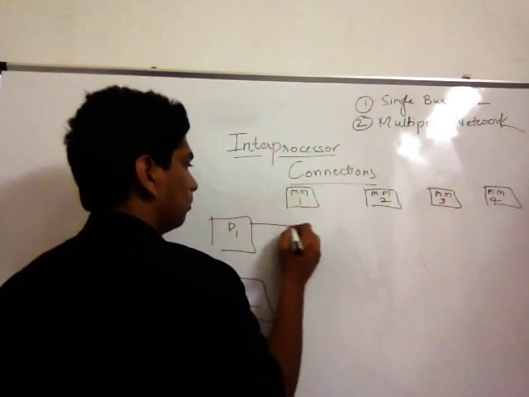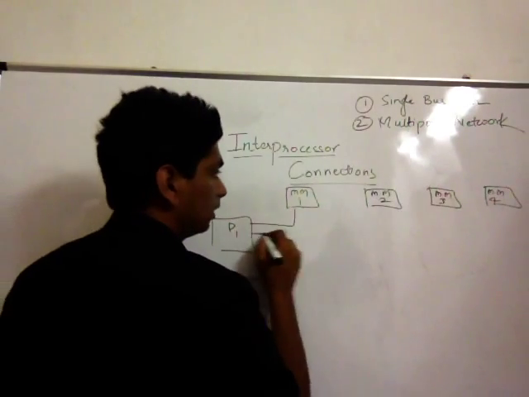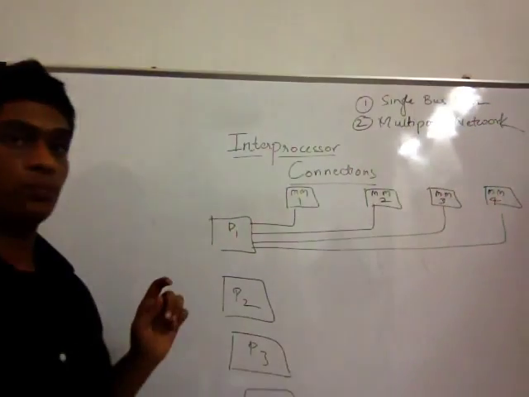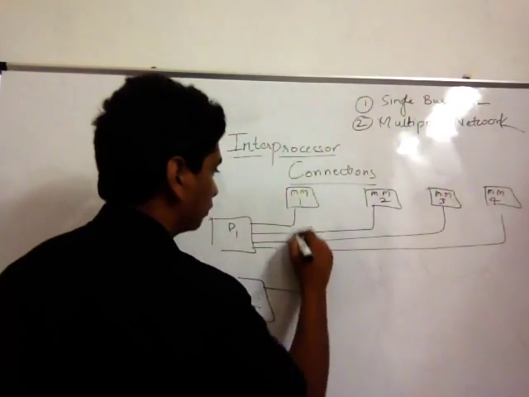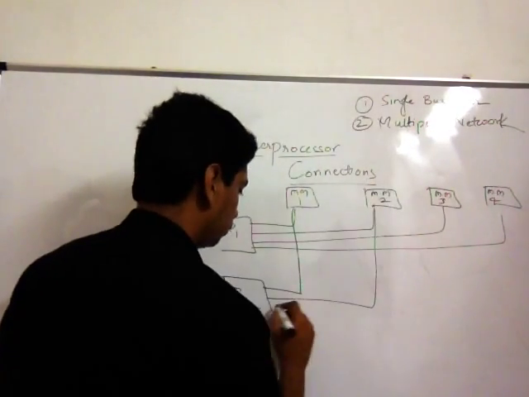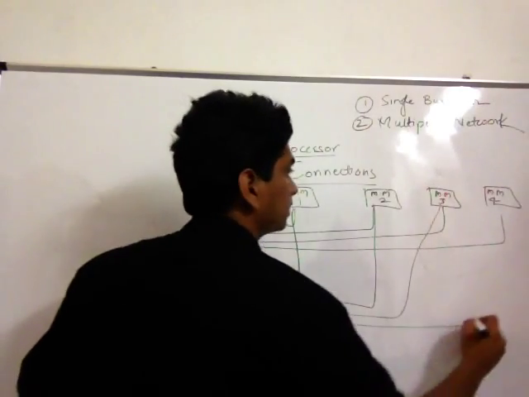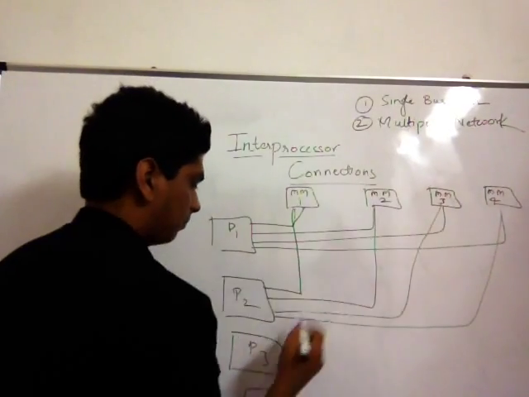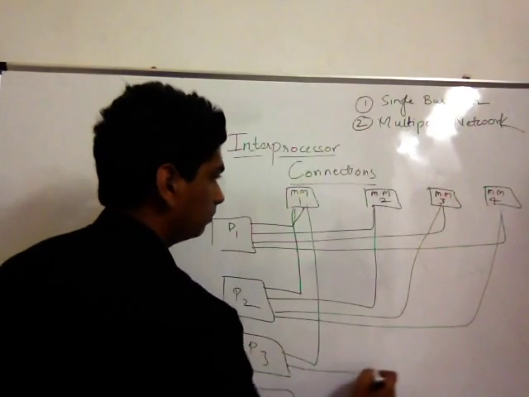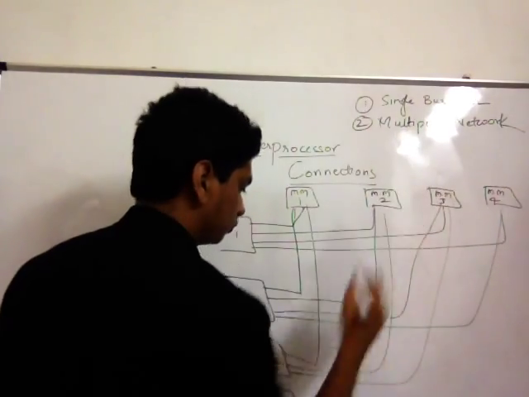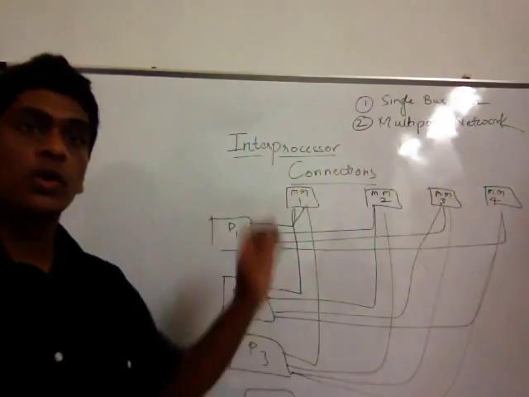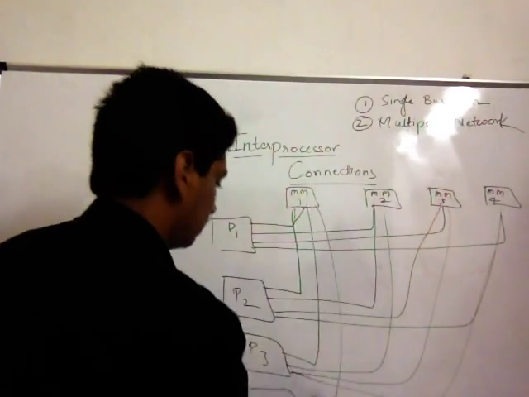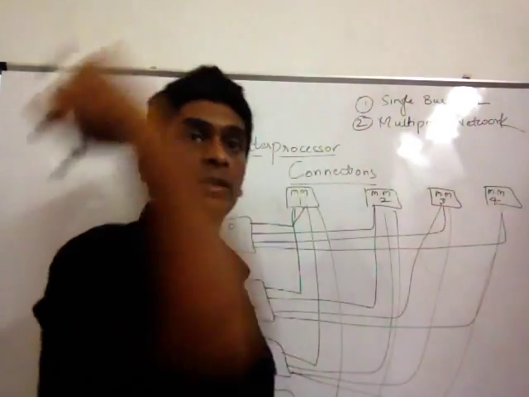because each processor is connected to each and every memory module. See, processor 1 is connected like this, again connected to 2, connected to 3, and connected to 4. And the same with P2: P2 is connected to 1, 2, 3, 4. P3 is connected to 1, P3 is connected to 2, P3 is connected to 3, P3 is connected to 4. I'm not drawing it for the fourth one, however, as you know, it is connected to 1, 2, 3, and 4.